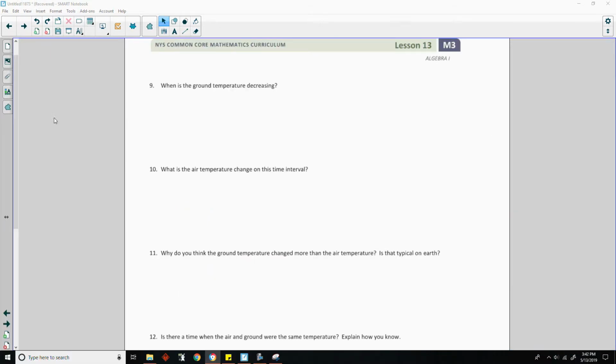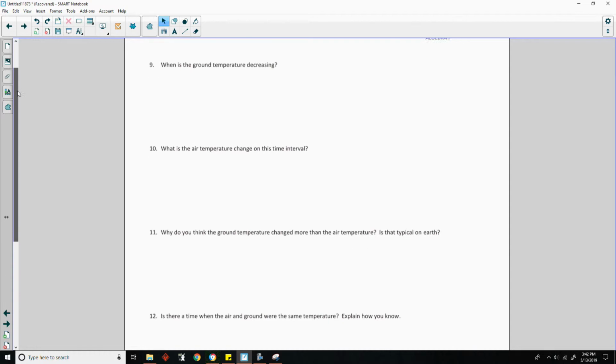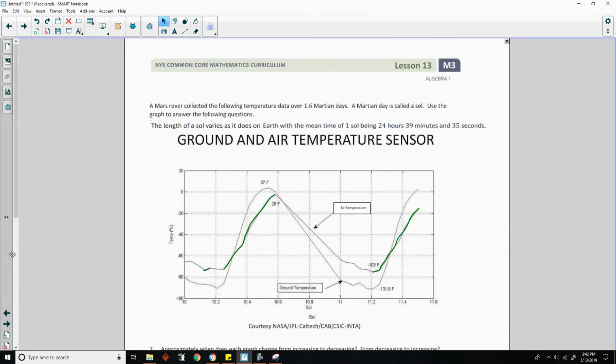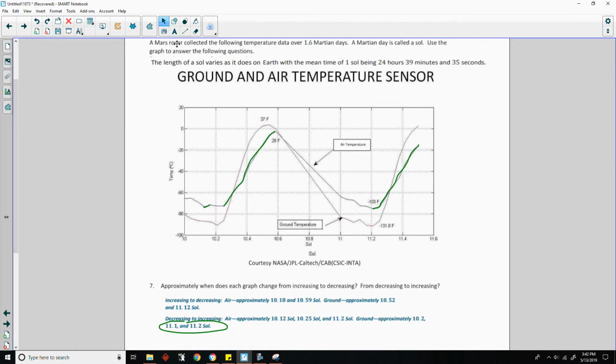Okay, page 6, question number 9. When is the ground temperature decreasing? So I have to go back to my graph, and let me label it. Let me get rid of these lines here. So we're talking about ground temperature decreasing. So I'll use red for decreasing.